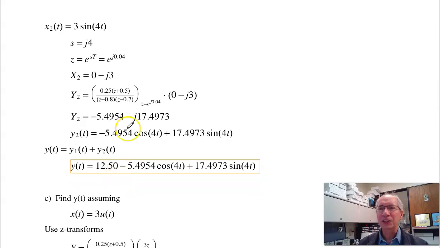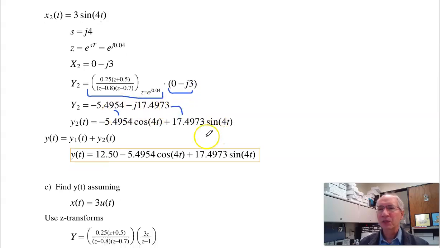Repeat for the AC term. When x of t is 3 sine of 4t, s is j4, z is e to the st, e to the j.04, a complex number. X is 0 minus j3, real parts cosine minus j sine. Now y of t is, here's the z. What's the gain at z is e to the j.04 times the input, gives you a complex number, real parts cosine minus j sine. The total answer then is DC plus AC.